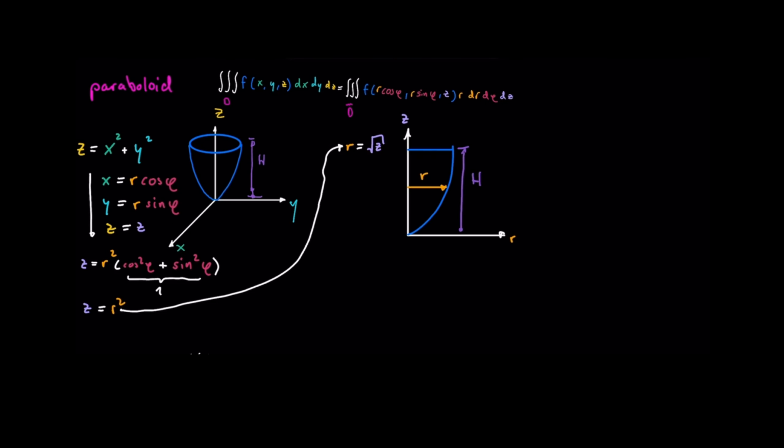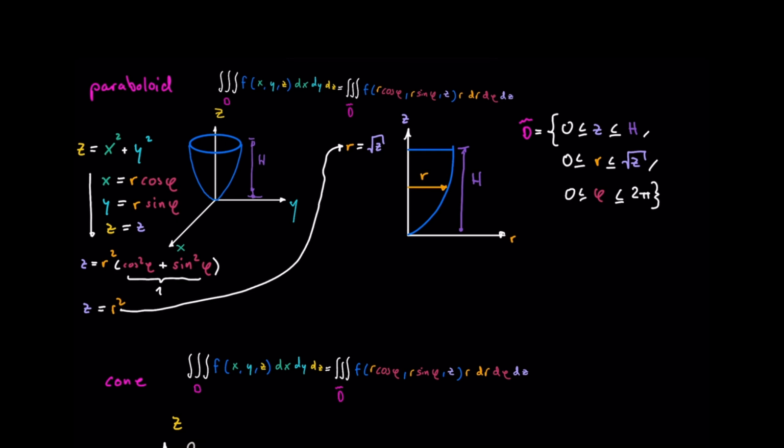Here's what the domain looks like. For z, 0 to h, where h is the maximum height. For r, 0 to the square root of z. For phi, 0 to 2 pi, for a full rotation around the z-axis. And there you have it. We've set up the boundaries for the paraboloid in cylindrical coordinates. Let's move to the next example.